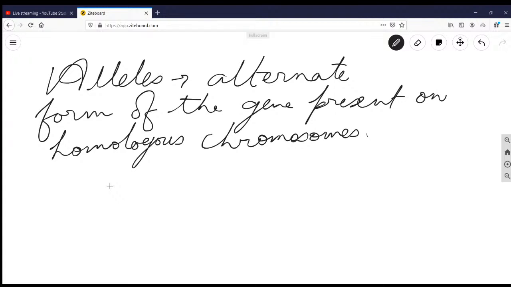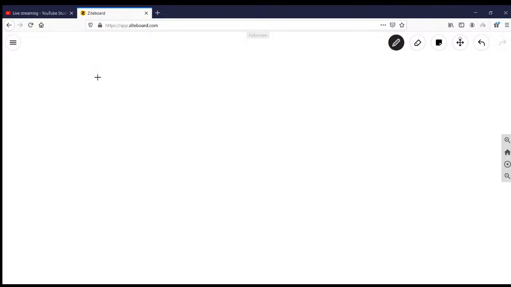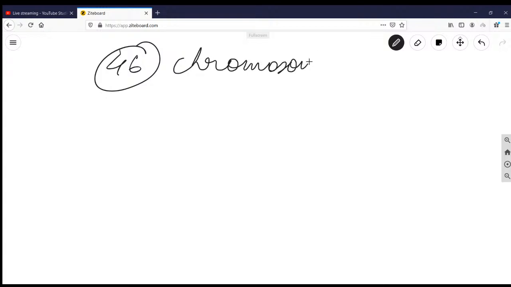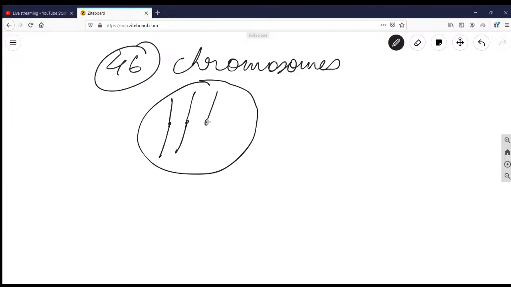Now, what are alleles physically? We know that humans have a chromosome count of 46. If you have 46 chromosomes, that cell is known as diploid in nature, also written 2N. If you have 23, it is known as haploid.